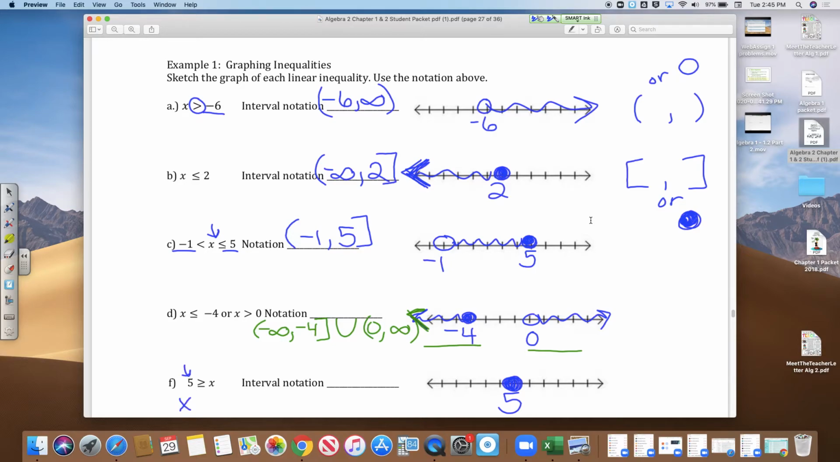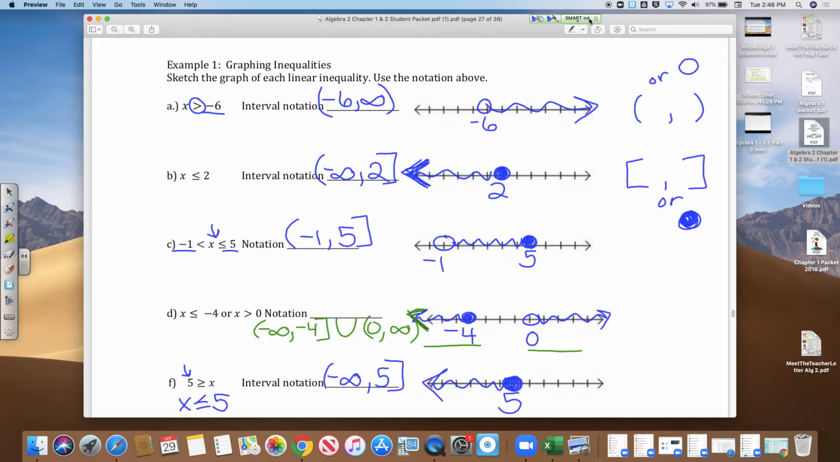So to flip this around, I have to flip the x and the 5. And I also flip the sign. So since it was greater than or equal to, I would flip it to be less than or equal to. And then the answers would be over here to the left like this. The interval notation then would be -infinity to 5 with a parenthesis around -infinity and a square bracket around 5. So that's graphing inequalities using interval notation from an inequality itself.